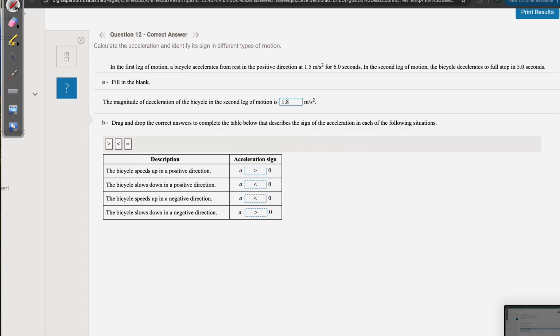If the bicycle speeds up in a negative direction, this means velocity is negative, but the acceleration is positive. It's complicated. Just memorize it like this. If the bicycle speeds up in the positive direction, it's positive. And if it slows down in the positive direction, it's negative. And then we're gonna do the other way around. So if it speeds up in the negative direction, the acceleration is negative. If the bicycle slows down in the negative direction, it's positive.